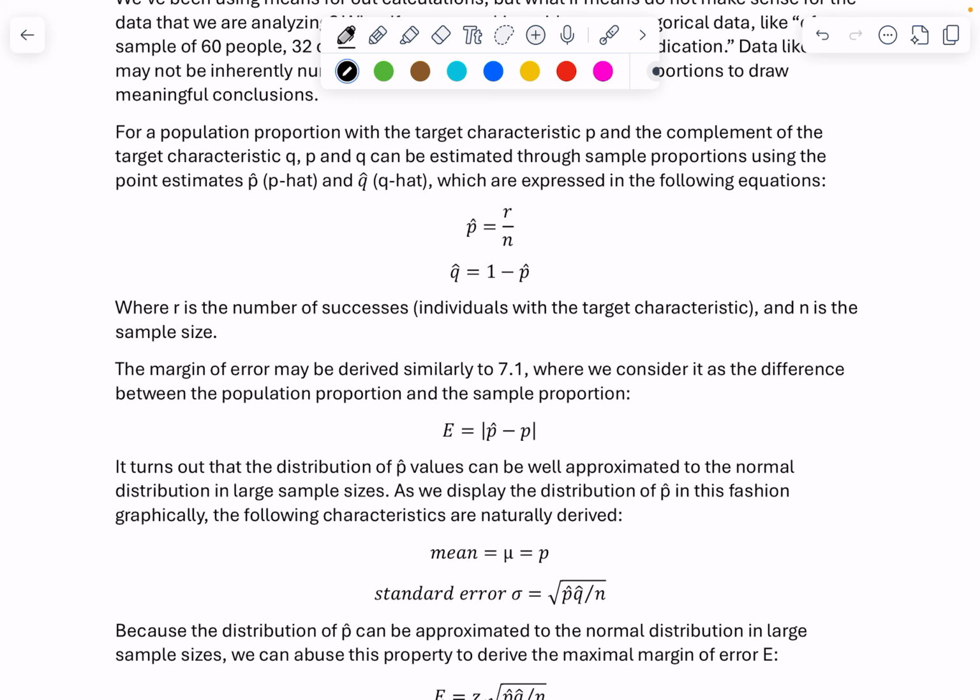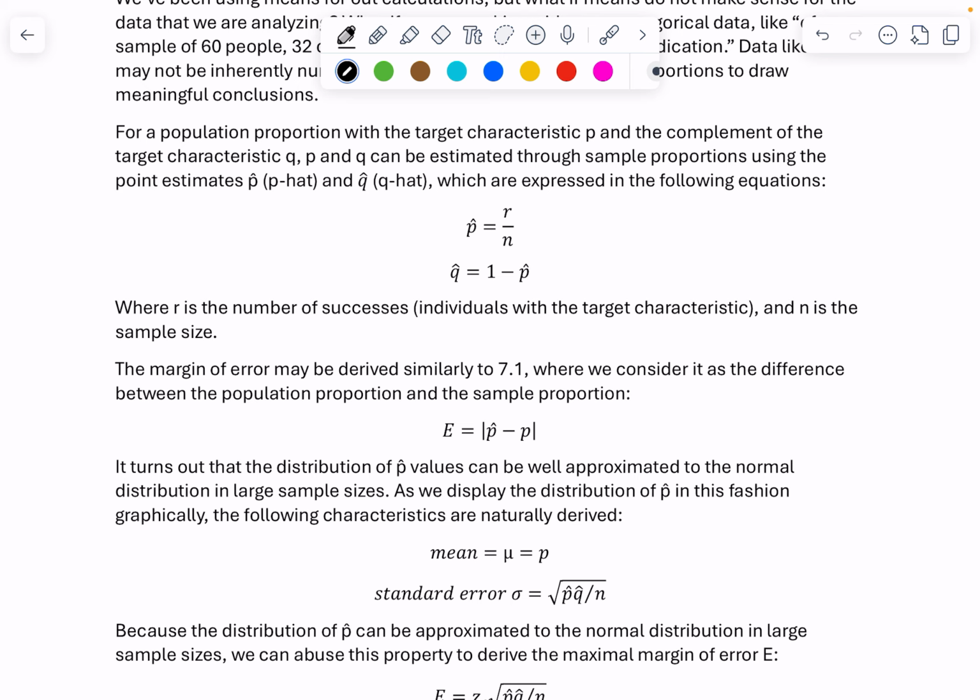We can use estimates based off of our sample proportions. We can think about these sample proportions as the point estimates for our population proportions. That's going to be P with a circumflex, also known as P hat, and Q with a circumflex, also known as Q hat. And these sample proportions are represented in the following equations, where P hat is equivalent to R over N, and Q hat is equivalent to 1 minus P hat.